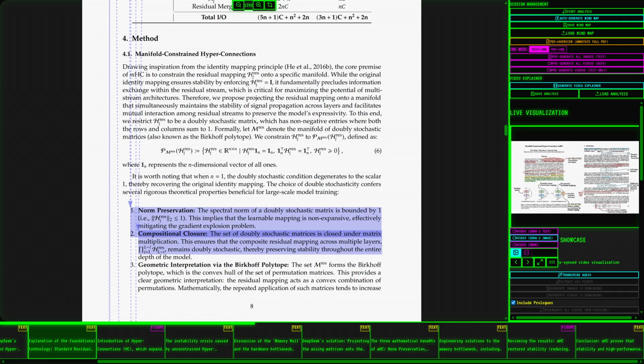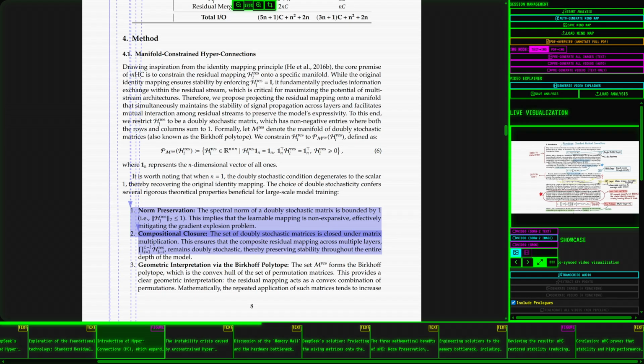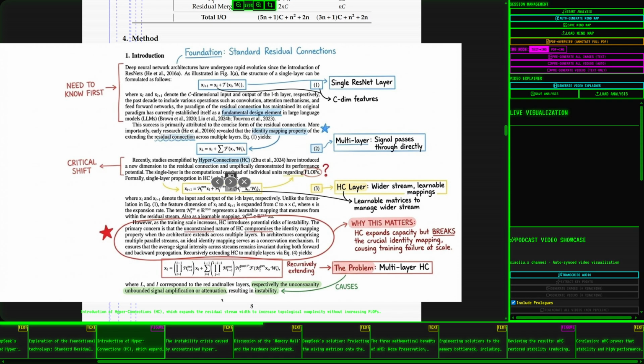Okay, so we have a concept. Wide residual streams. That's promising for performance, but is killed by 2 things. Mathematical explosion and a hardware bottleneck. A total non-starter. Which brings us to DeepSeek AI's big idea, manifold-constrained hyper-connections, MHC. What was the core insight here?